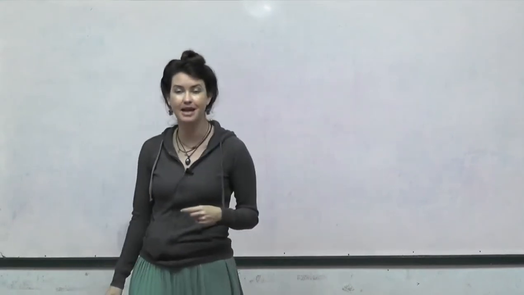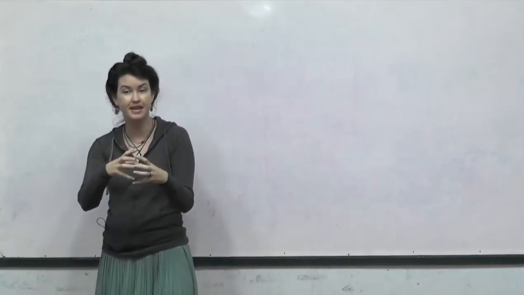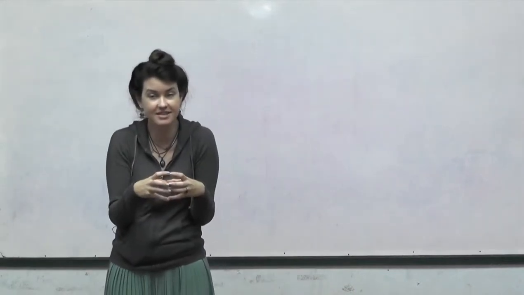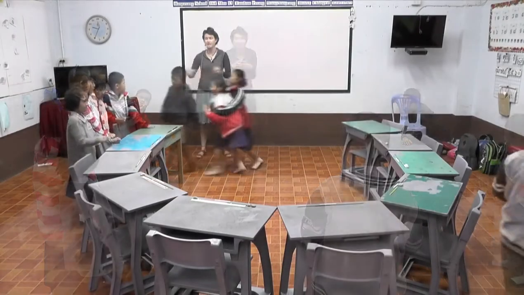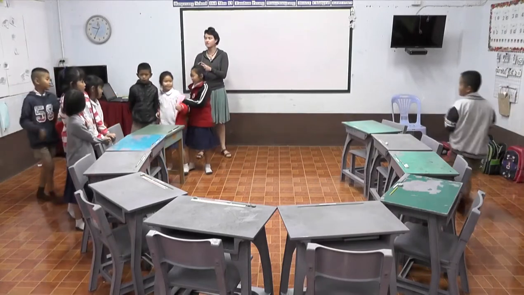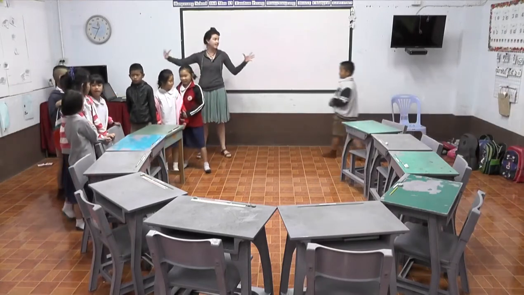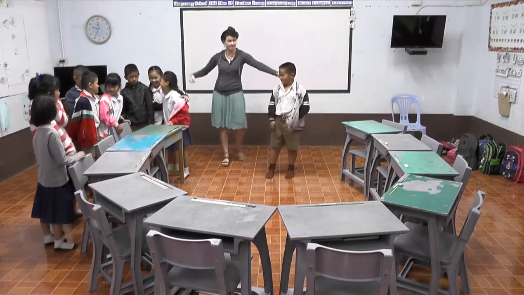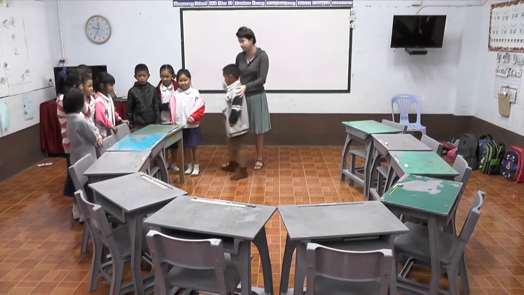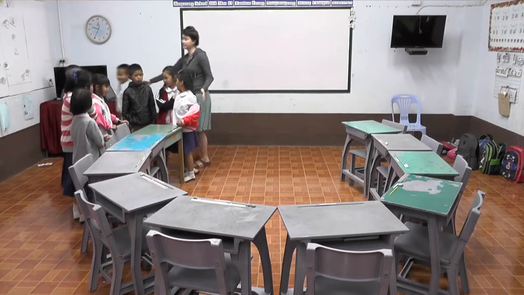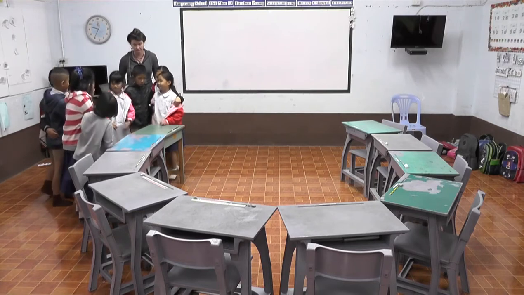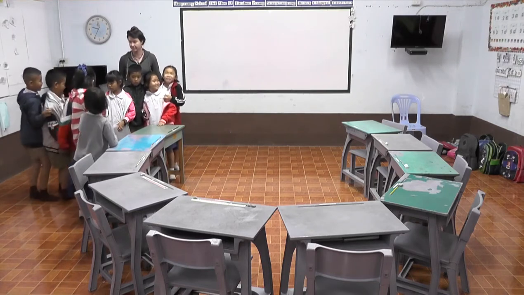Okay, let's practice. Everybody get near. Everybody get near each other. Near is when they're all close. Everybody get near to each other. Go over here. Get near. Near. Good.